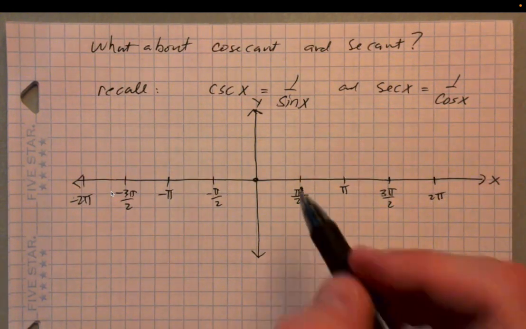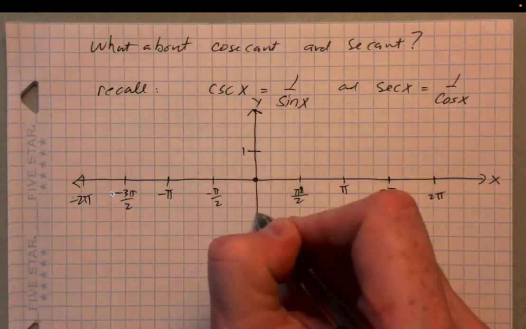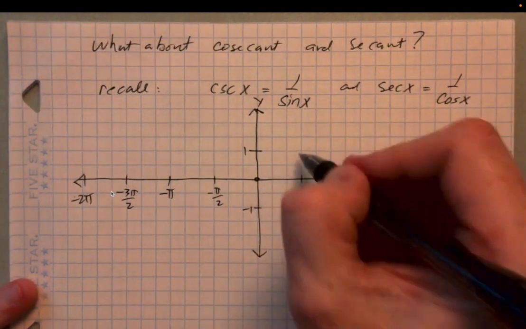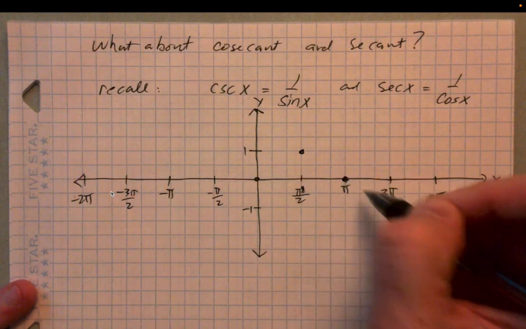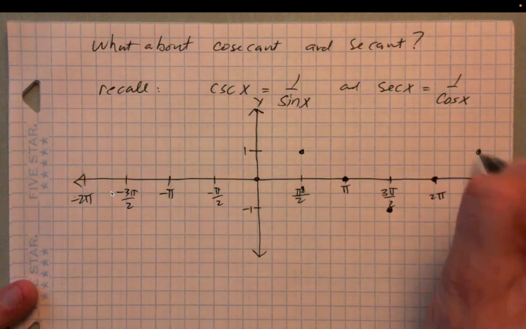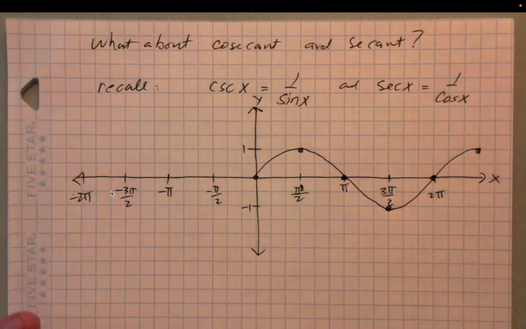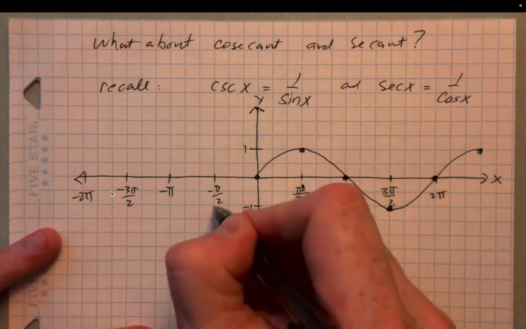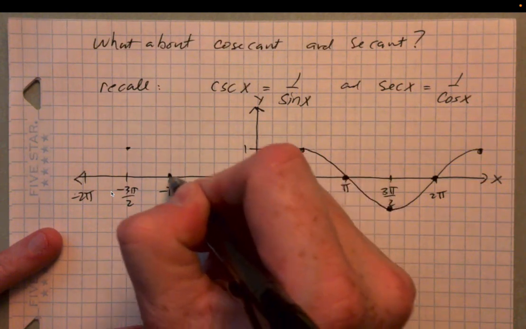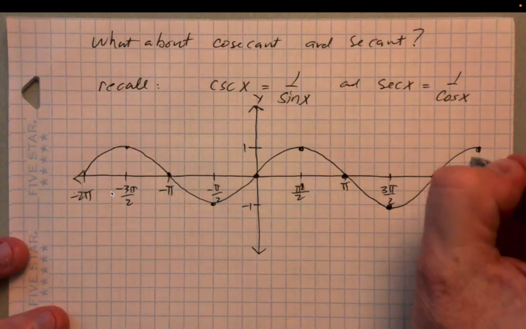What does the sine function do over here? We'll say this is 1, and this is negative 1. It starts at 0, goes up to 1, comes back down, goes down to negative 1, and then comes back to 0, and continues on like this. It does the same thing over here. So this is the sine function.